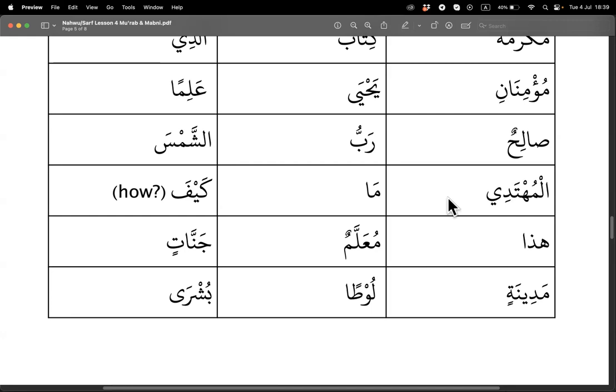Nasab or jar. Yes, this is nasab or jar. This is actually mu'rab, from ina. Yes, you said it is mu'rab, correct. This is actually ina. So this is nasab or jar.